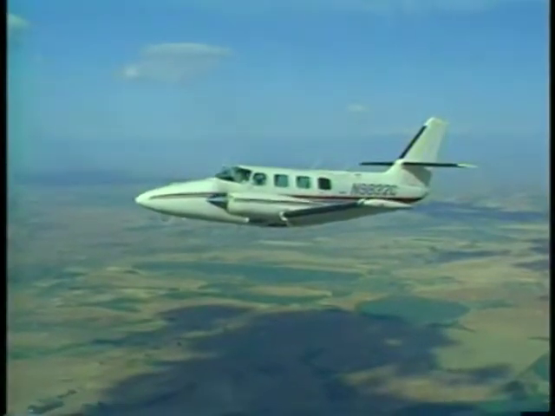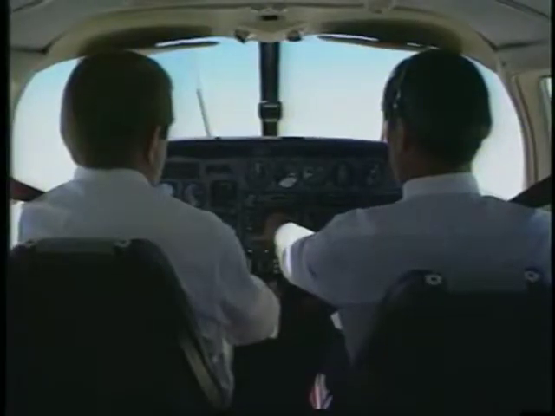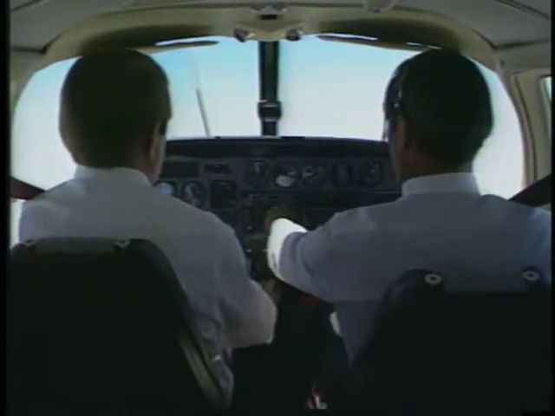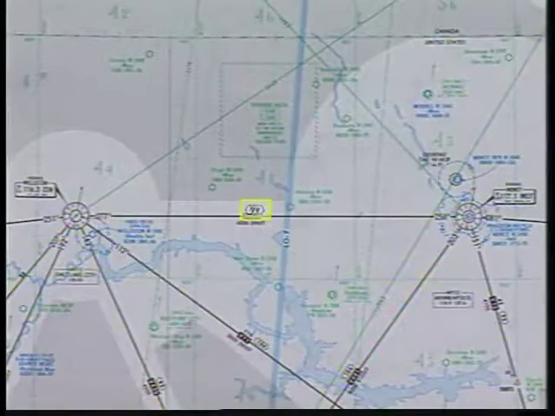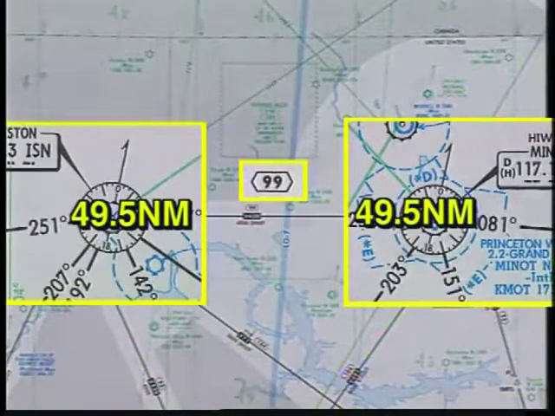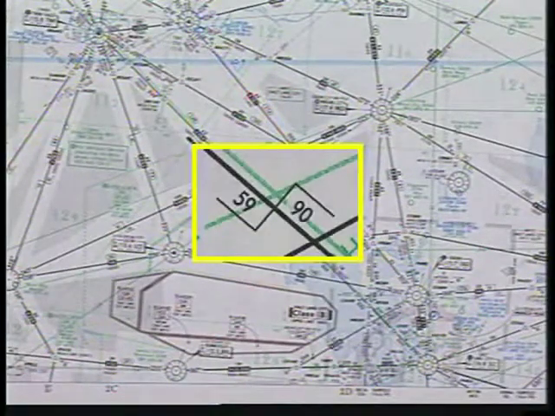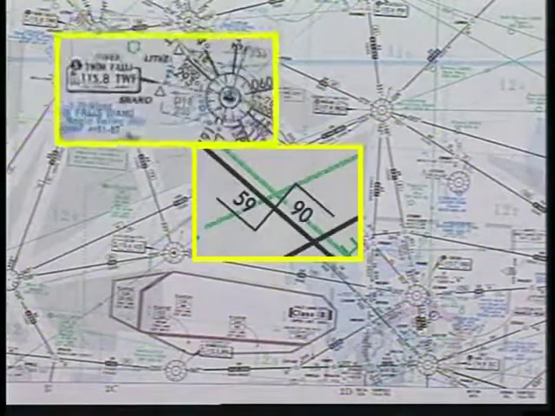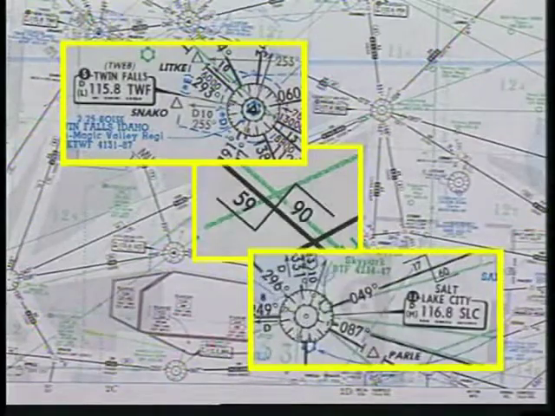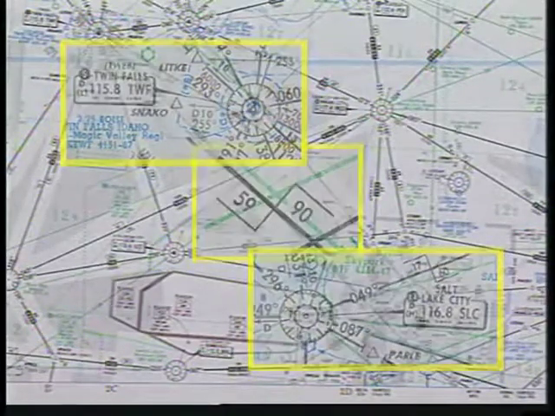Mileage figures not only help you compute your total trip distance, but also assist in determining the changeover point where you should switch from one NavAid to the next. Unless otherwise specified, the changeover point, or COP, occurs halfway between the NavAids. When the changeover point is not at the midpoint, it is shown with this symbol. In this example, the COP is 59 miles from Twin Falls VORTAC and 90 miles from Salt Lake City VORTAC. By changing over at the recommended point, you will continue to receive reliable, accurate NavAid signals.